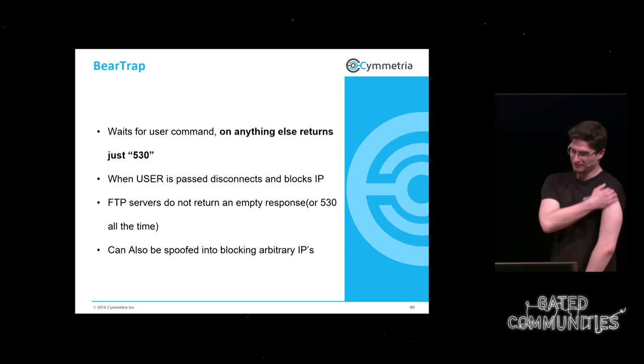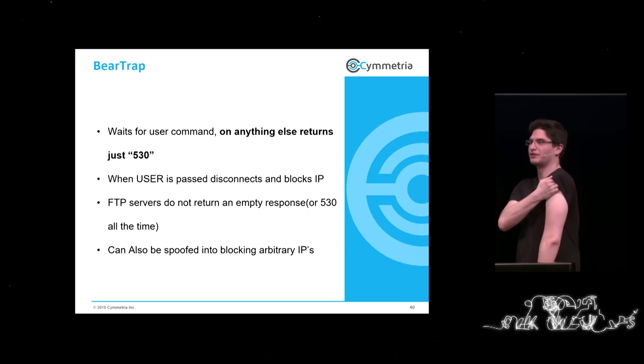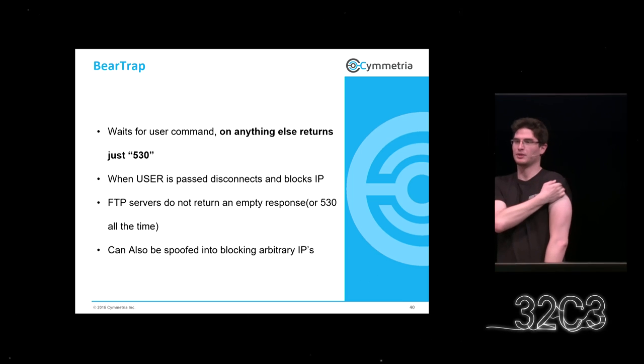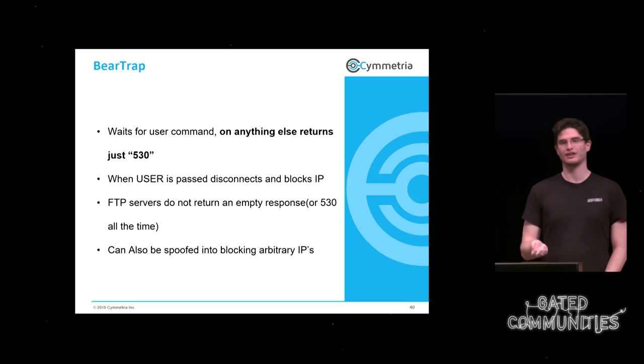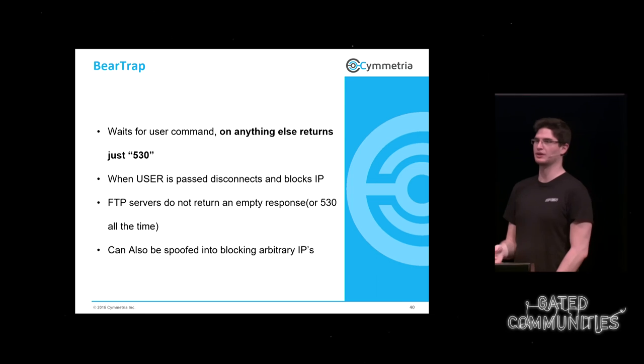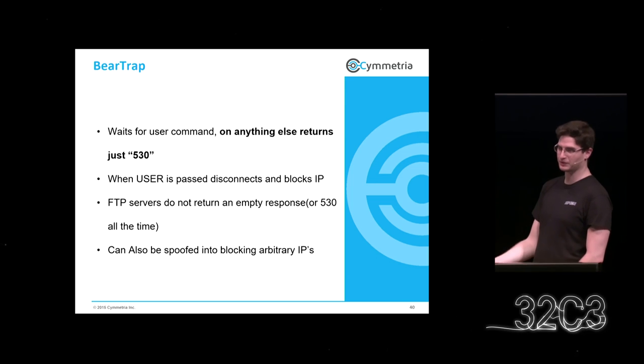Cool. So Bear Trap also suffers from the same problem with IP spoofing as Artillery. It does the exact same thing. As soon as it sees somebody connecting to it, it asks for the user and password. As soon as that is passed on, it blocks you through an IP tables rule. And of course, it doesn't check anything. So if you IP spoof, you can also drop that machine completely from the network.